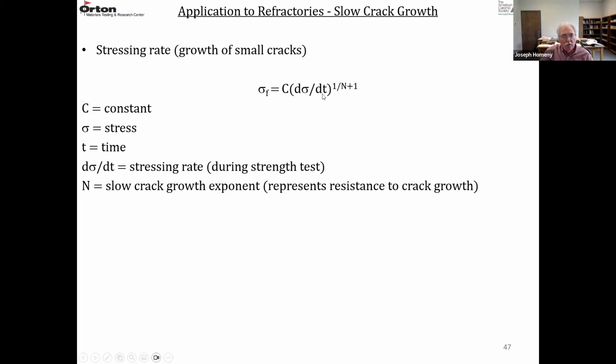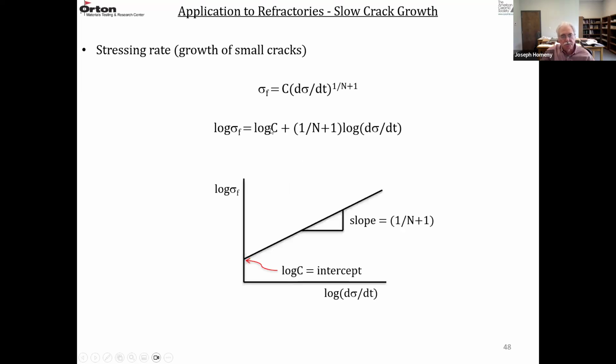So if you look at this equation, 1 over n plus 1 is a constant. The faster you stress a refractory, the less time there is for the cracks to grow into larger sizes, so the strength is higher. So in this kind of experiment, you take a refractory or ceramic material, you vary the stressing rate, and then you measure the resulting fracture stress.